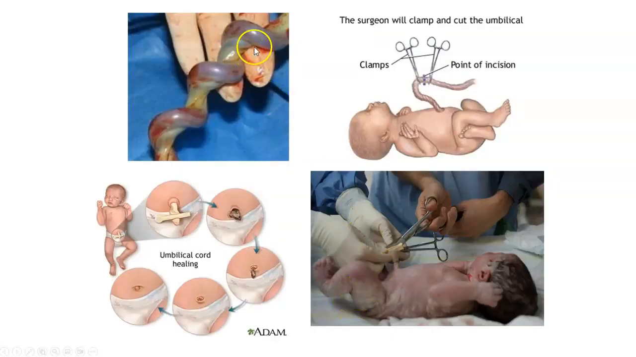Okay, so here we can see the umbilical cord. So remembering we've got two umbilical arteries and one umbilical vein. You can see on this baby here, you can see that creamy white stuff is the vernix, and you can see the clamping of the cord in two places, and they're cutting the cord there.